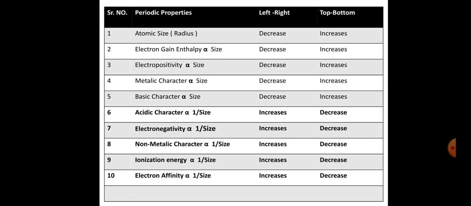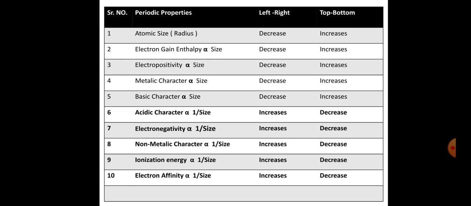Next, very important, that is electronegativity. Electronegativity means the capacity or tendency of an element to attract the electron pair in a bonding, in any chemical bond. So the less the size, the more the tendency. Chlorine, fluorine, bromine, all the halogens have very good electronegativity. The most electronegative atom in the universe is fluorine, which has an electronegativity of 4 units. So this is also inversely proportional to size.